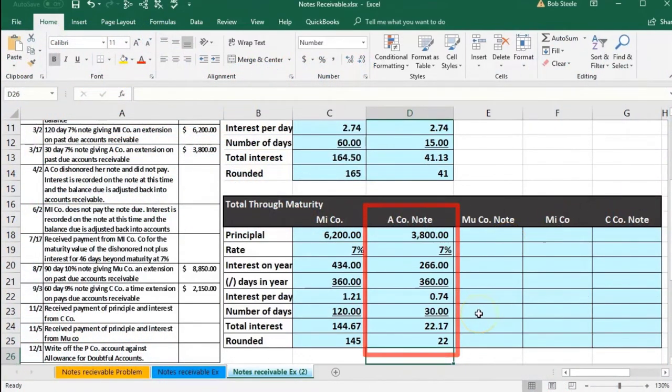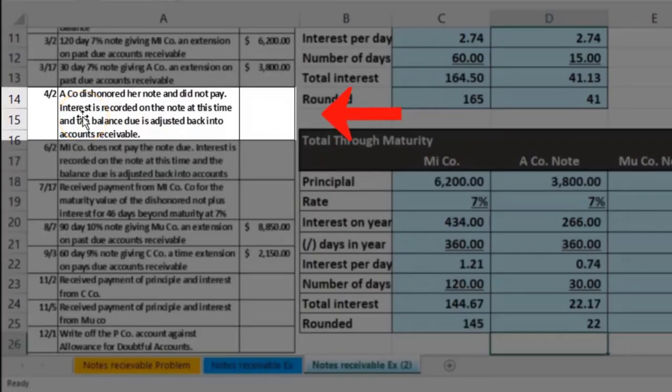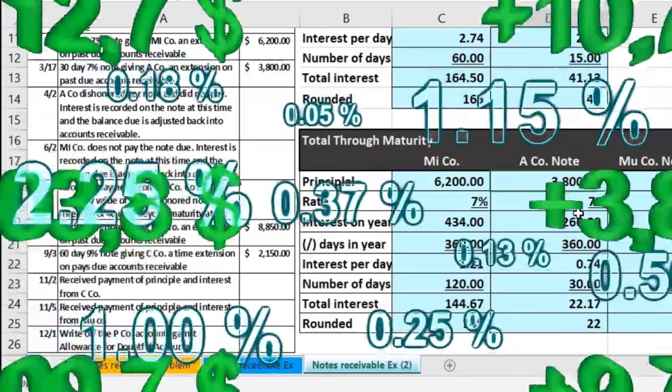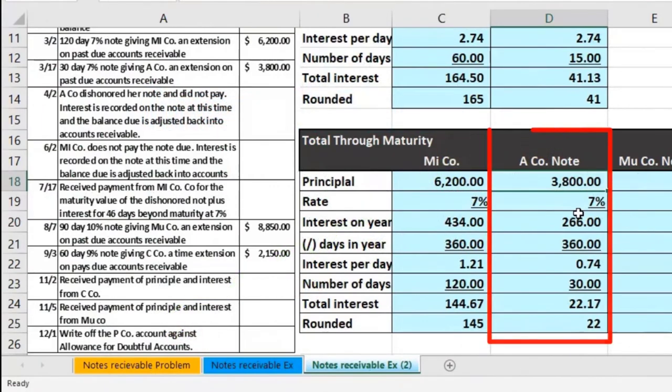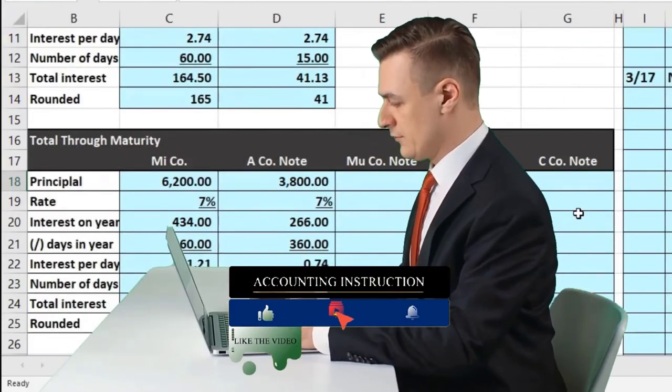Okay, we're not going to do anything with that now. We're going to do something with that when we receive the money. Next one, 4.2, a company dishonored her note and did not pay. Interest is recorded on the note at this time, and the balance due is adjusted back into accounts receivable. So now we're saying that a company didn't pay us. What we try to do is give them an extension and charge the interest on it, and we still didn't get paid. So now the note has expired and we didn't get paid for it. We're going to put it back into accounts receivable so that we can still track that they owe us money even though the time period has passed.